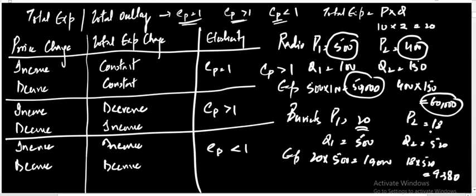Now with the decrease in price the total expenditure decreased. So this is the case where the price is decreasing from 20 to 18 and the expenditure is decreasing from 10,000 to 9,380. So in this case the elasticity of price is going to be less than 1.